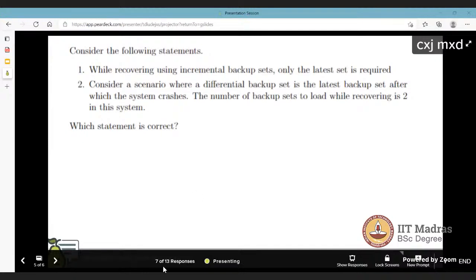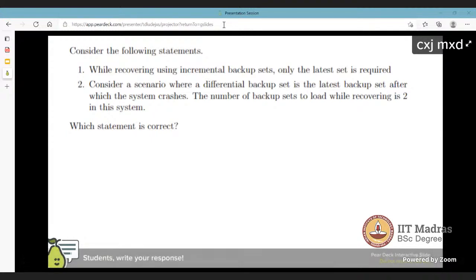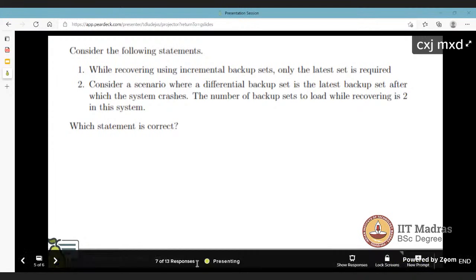Okay, so out of 13, only 7 responses. So we'll wait for 1 or 2 more minutes. Okay, so we have got 8 responses. So let's head to the responses then.